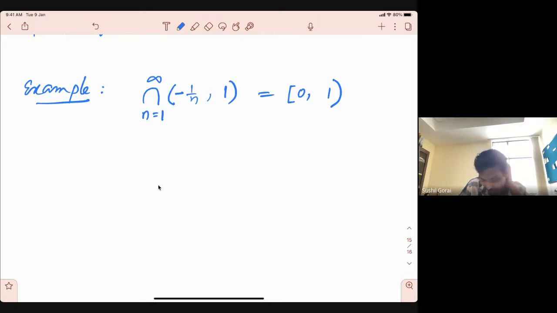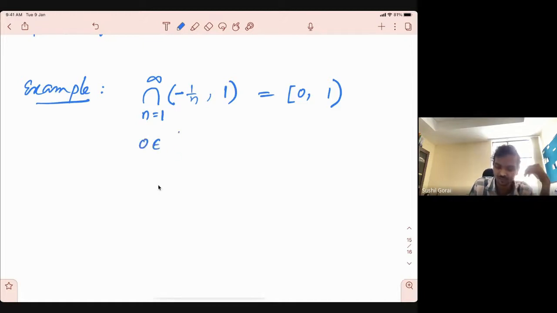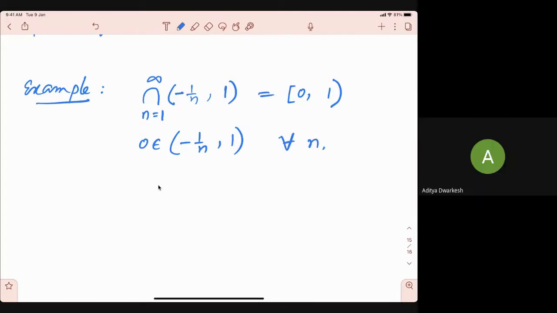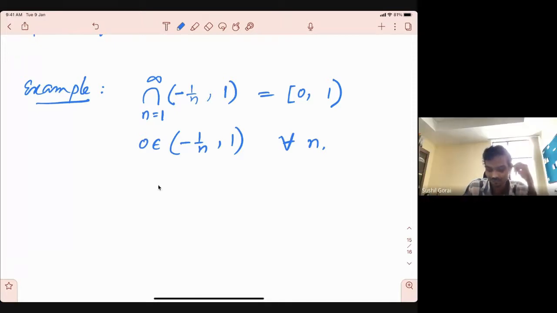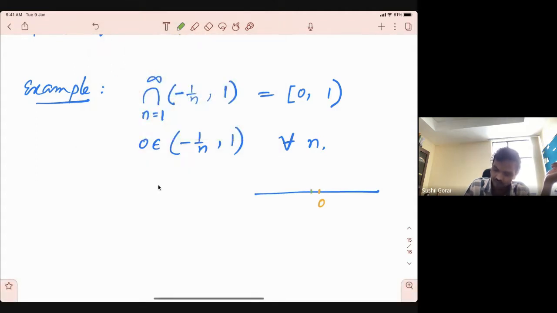Why is 0 there in the intersection? It's a common element of all the sets. 0 lies in all the intervals of this form, for all n. Now, if you take any point outside, in the left of zero, you will find an n such that minus 1 by n lies here. So minus 1 by n to 1 will be this one. This is minus 1 over n. But 0 is always there.